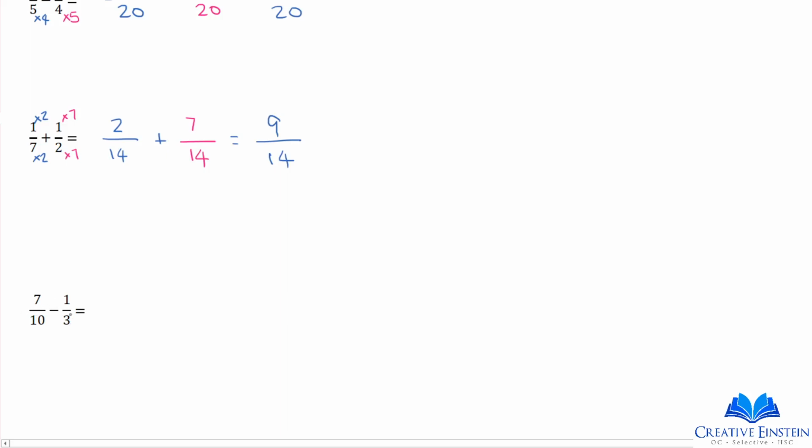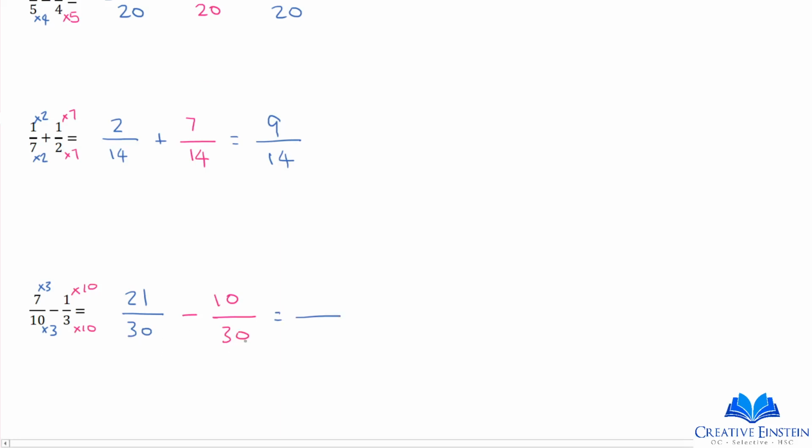We're looking at the second denominator, which is 3. So we're doing times 3, times 3. Then we look at our first denominator, which is 10. So times 10, times 10. 7 times 3 is 21. 10 times 3 is 30. Then we're doing takeaway. 1 times 10 is 10. And 3 times 10 is 30.